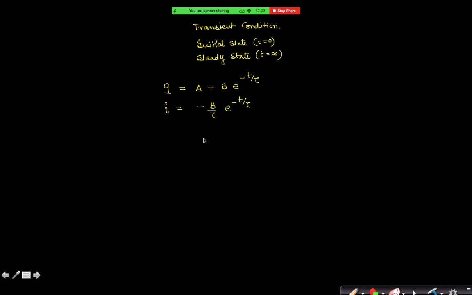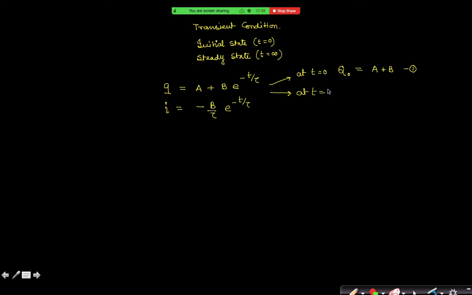Now you can see that we have three unknowns to solve for charge as a function of time as well as the current as a function of time. What are the three unknowns? A, B and tau. So what three equations can I form? At t equal to 0, what is the value of charge? Is it q naught? Can I say q naught is equal to a plus b?